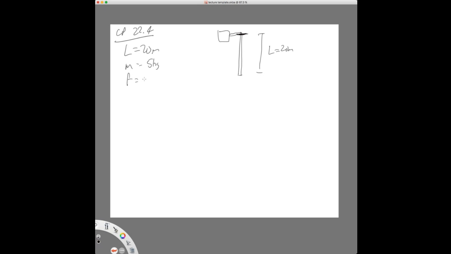I'm going to reboot my screen real fast because I'm getting really bad lag. Hold on a minute.